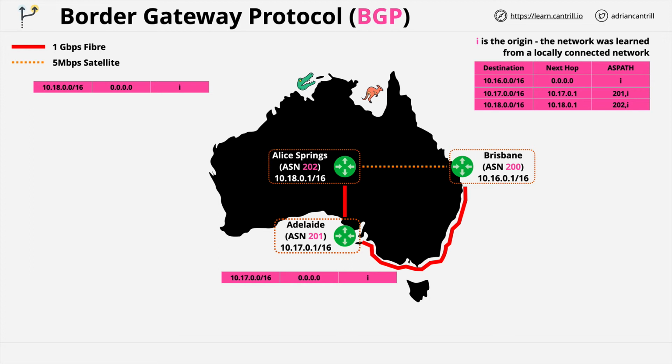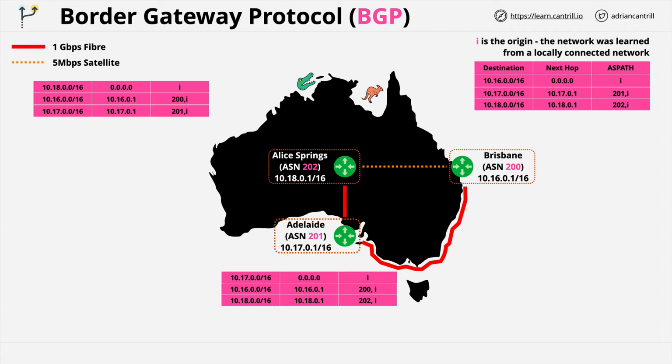Now, in addition to that, Adelaide will also learn about the Brisbane autonomous system because it has a peering relationship with the Brisbane autonomous system. And in addition, Adelaide will also, in the same way, learn about the network in Alice Springs because it also has a peering relationship with the Alice Springs ASN 202. And then finally, because Alice Springs also has BGP peering relationships between it and both of the other autonomous systems, it will also learn about the Brisbane autonomous system and the Adelaide autonomous system. And so at this point, all three networks are able to route traffic to the other two.